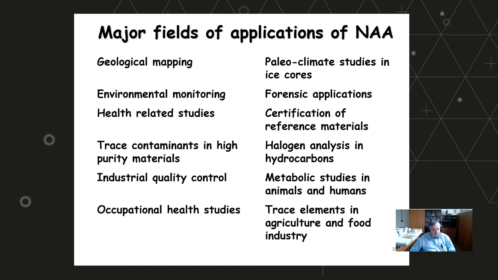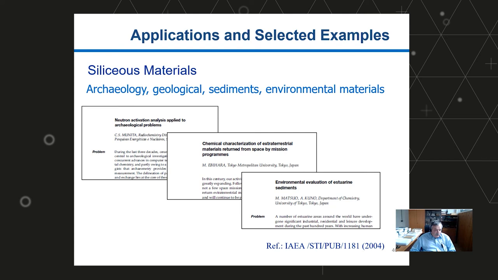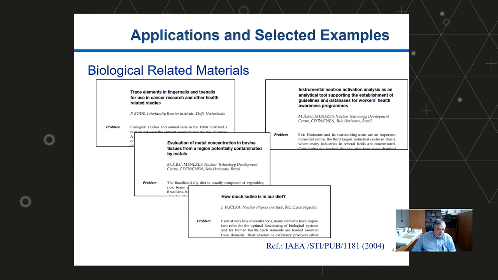Now, some examples. I hope you may see that. So here are archaeological, geological, environmental samples, like sediments, like extraterrestrial materials, archaeological studies, and so on. Then biological materials, where I would say, for instance, iodine determination is quite important since iodine is, of course, an essential element, and it is difficult to determine by many other methods.